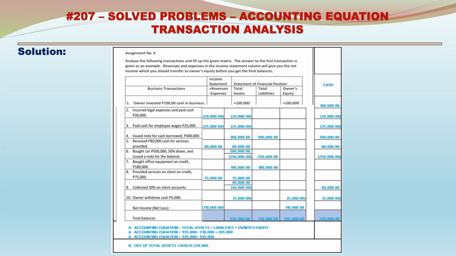The accounting equation: total assets is equal to liabilities plus owner's equity. 935,000 is equal to 730,000 plus 205,000. Accounting equation: 935,000 is equal to 935,000. B. Out of total assets, cash is 220,000.